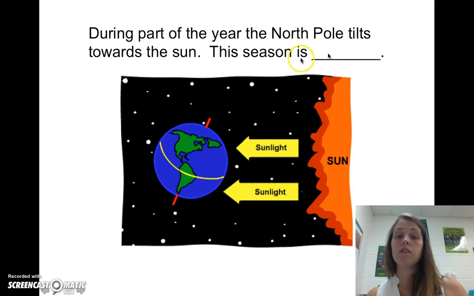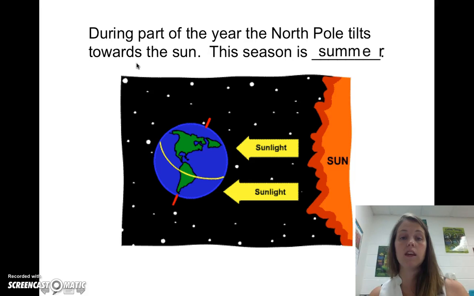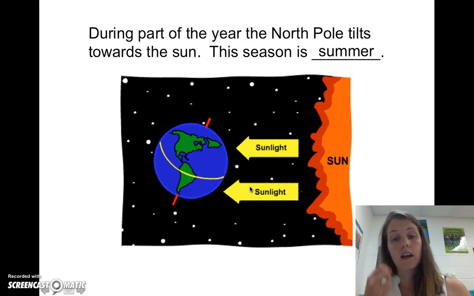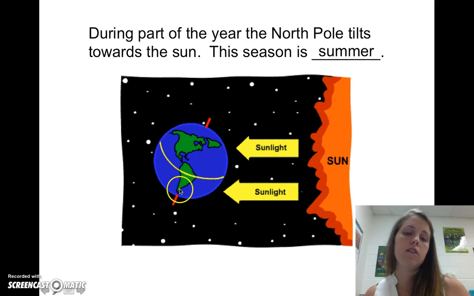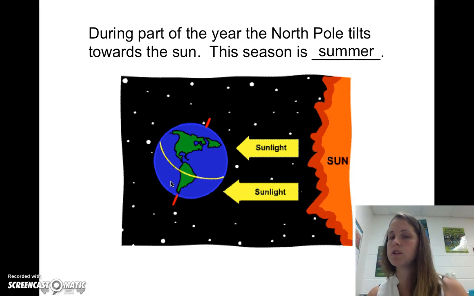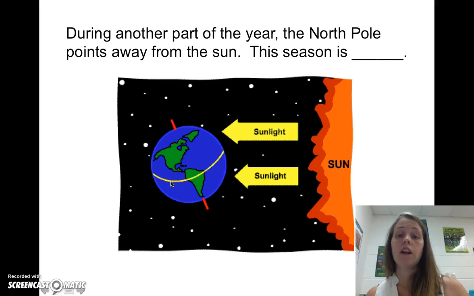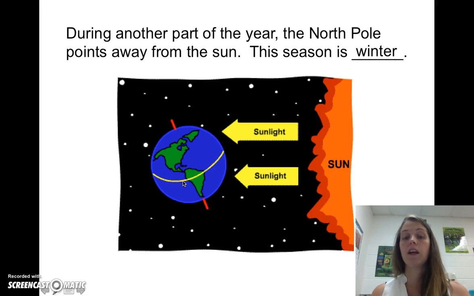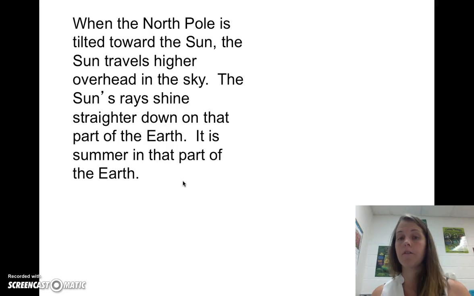During parts of the year, the North Pole is towards the sun. That would be when it's summer. So here's the sun, here's the North Pole tilted, and remember, it's revolving and rotating the entire time. The sunlight is not really hitting the southern hemisphere, it's winter down there. During another part of the year, the northern hemisphere is tilted away from the sun. That would be when it's winter in the northern hemisphere, and the bottom part is tilted towards the sun. That's when it is summer down there.